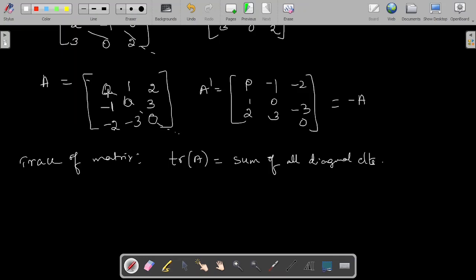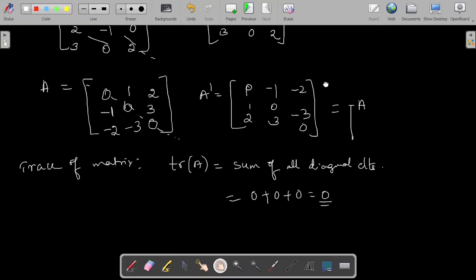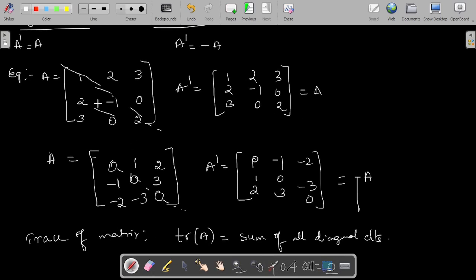Now in this case, for this matrix, what is the sum of all diagonal elements? Diagonal elements are all 0, so it is 0. In the first case, which are the diagonal elements? 1 plus minus 1 plus 2. It is an algebraic sum, which means if there is a sign, you have to consider it. So in this case, trace of A equals 1 minus 1 plus 2, which is 2. So trace is nothing but the sum of diagonal elements of a given square matrix.